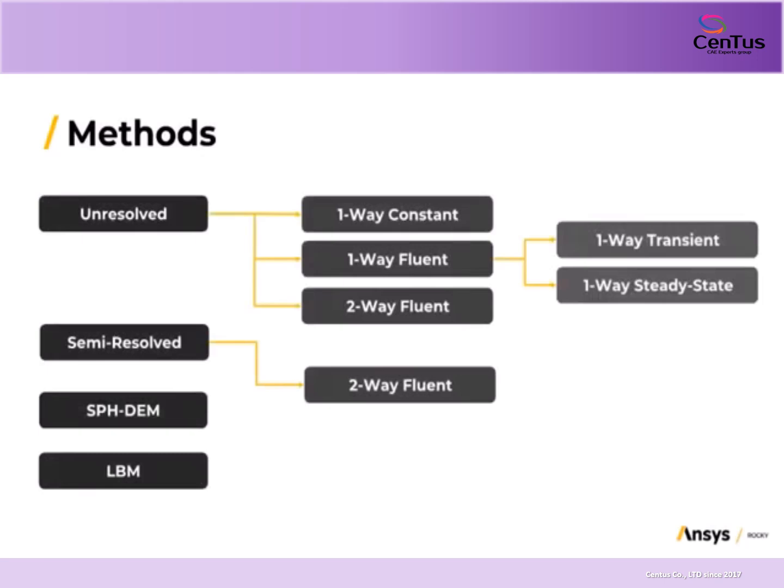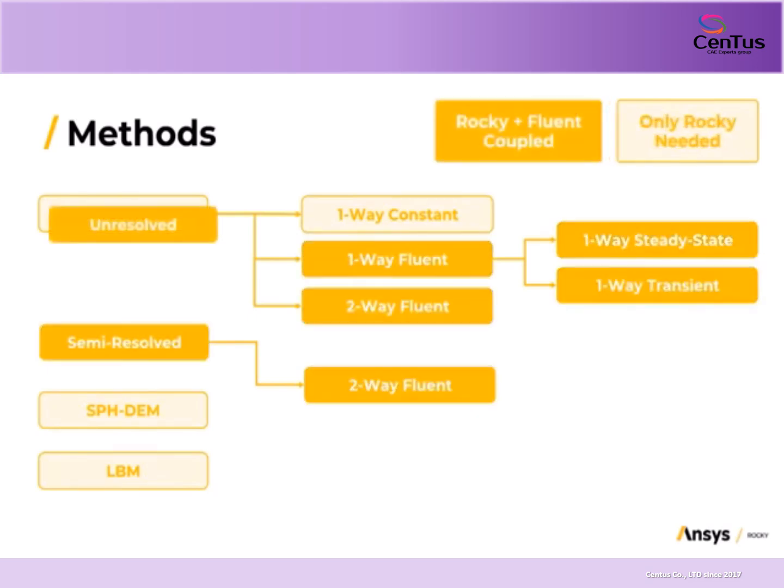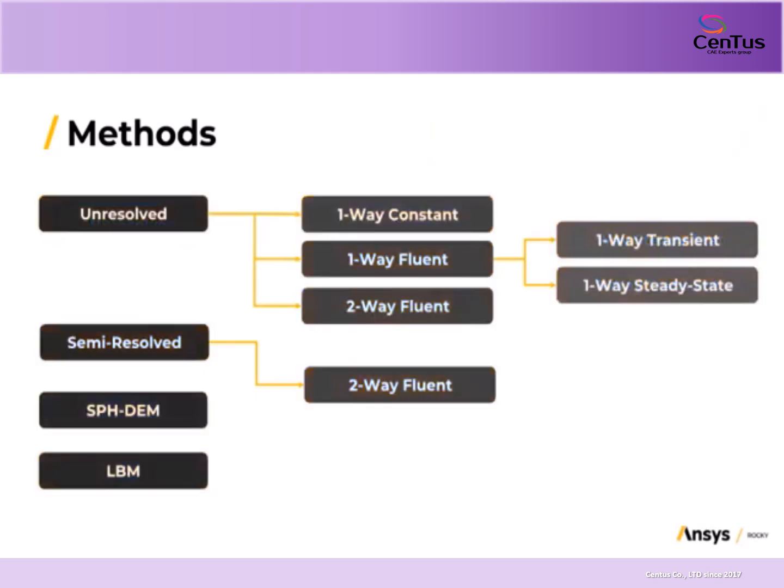Here's an overview of all the possible coupling approaches available that may suit the particularities of your project. There are 3 coupling options available in which external CFD solvers are not required. They are the one-way constant unresolved, the SPH, and the lattice Boltzmann. And there are methods in which particle-fluid interactions are computed by leveraging both Ansys Rocky and Ansys Fluent solvers. Now let's get into the specificities of each DEM CFD approach.